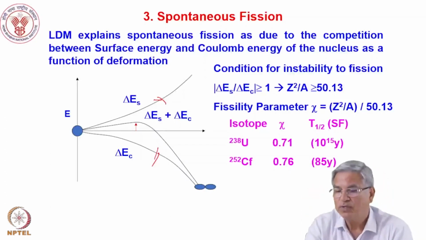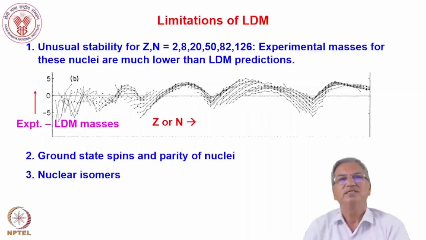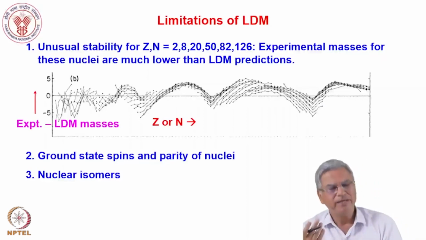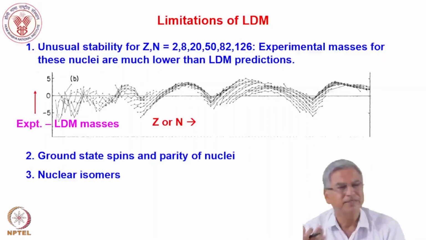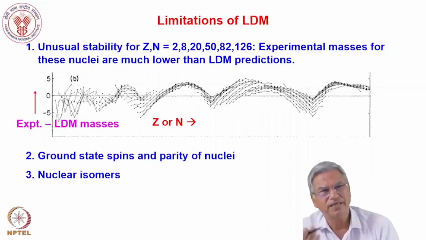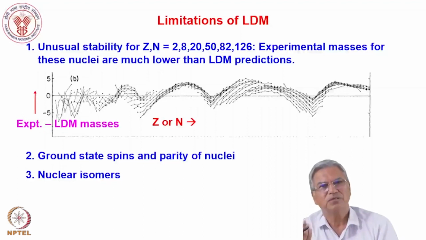But right now we will try to summarize that the liquid drop model can explain the masses of nuclei, it can explain the beta decay energetics, it can explain the energetics of nuclear fission process. But the picture is not that good always. So there are some limitations of the liquid drop model.